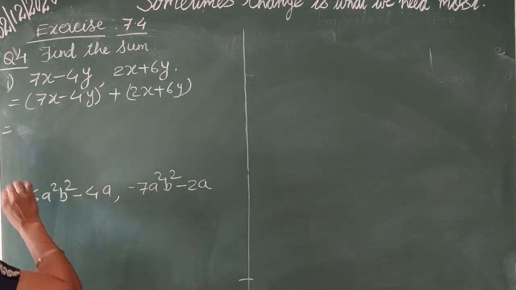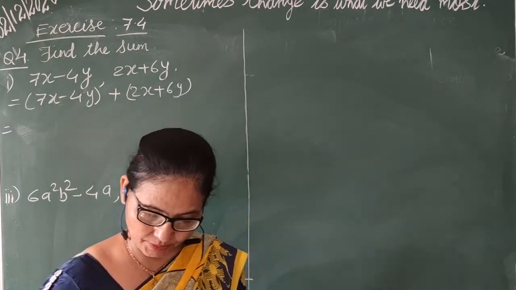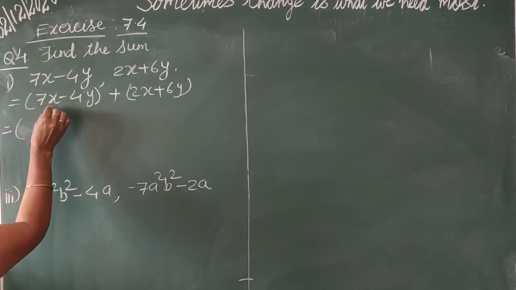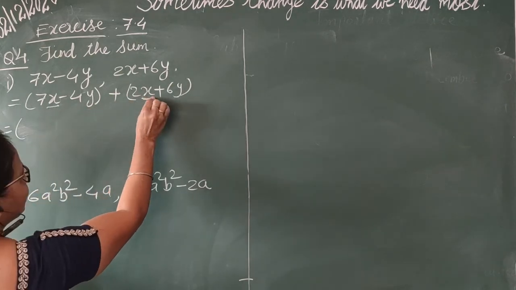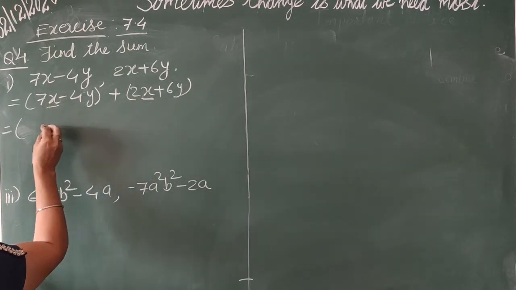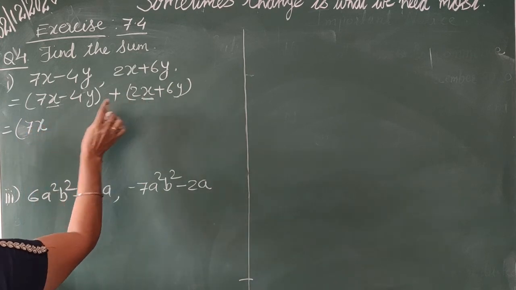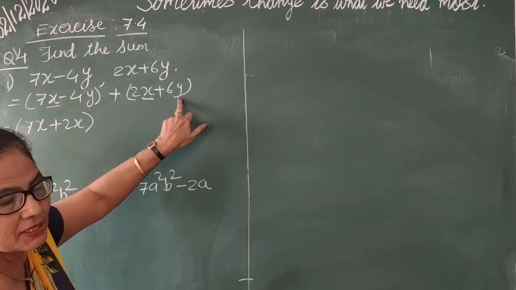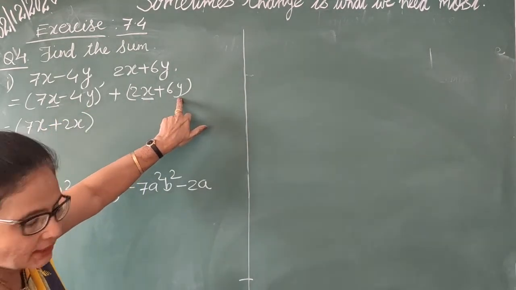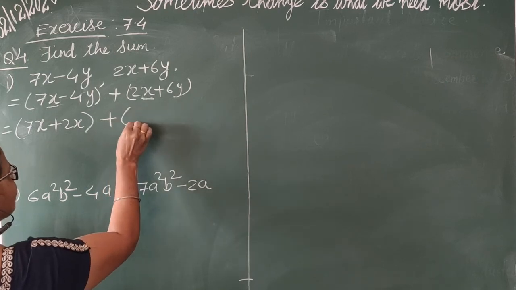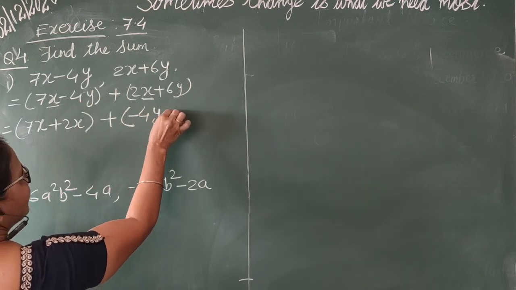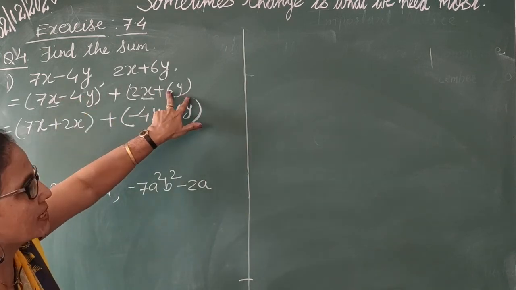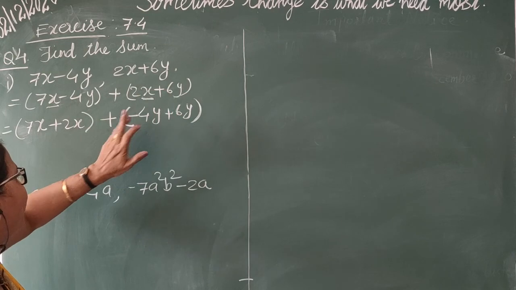Now after that what we do, you have to collect the like terms. Like terms means when the variable and its power is same. So 7x and 2x is what? Like terms. Now this minus 4y and plus 6y is also what? Like terms. So here you keep plus and now here write minus 4y plus 6y. Here you always keep plus. In the bracket whatever the terms remain as it is, along with the sign.